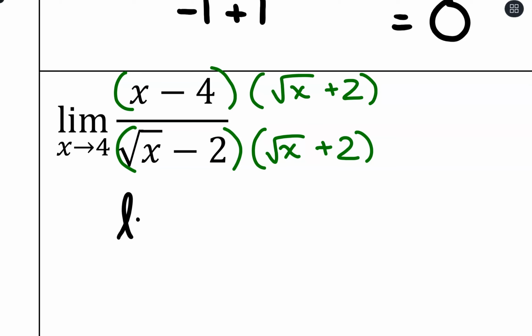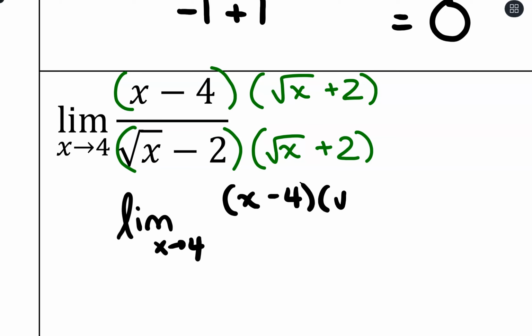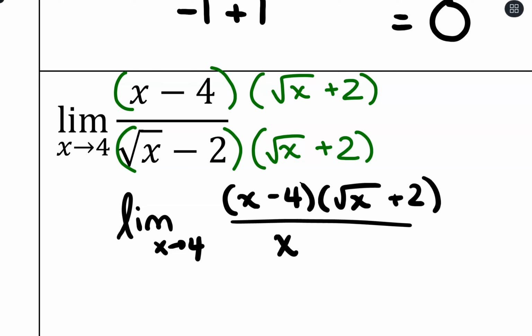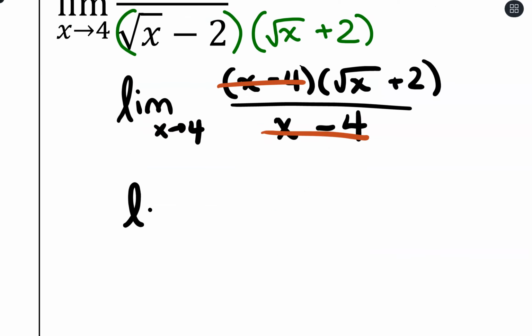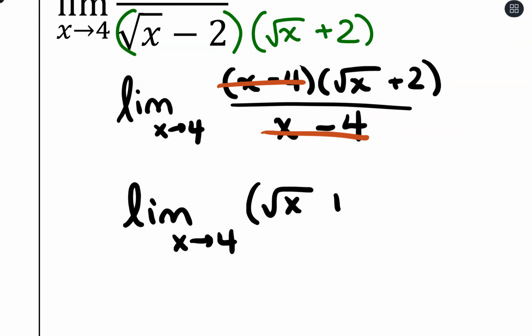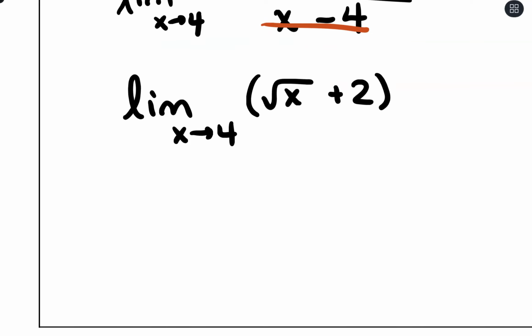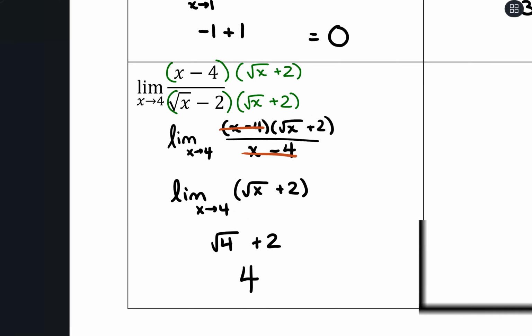So we're still taking the limit as x approaches 4. And in the numerator, I'm going to keep that factored after I see how that denominator simplifies. So I'm going to have root x squared, which is x, minus 2 squared, which is 4. We get a nice cancellation just like we want. So really we're evaluating the limit as x approaches 4 of root x plus 2. Now I can go ahead and plug in 4. So 2 plus 2, which is 4.